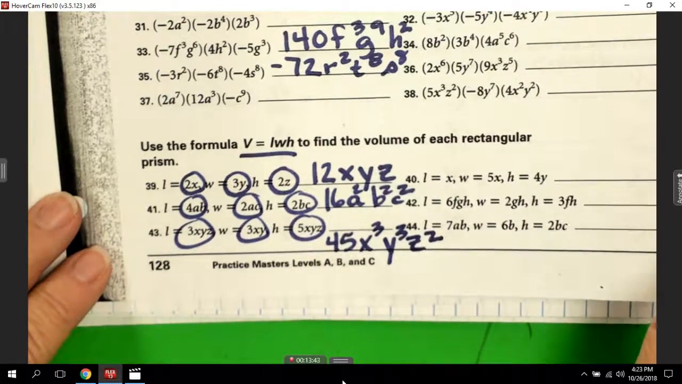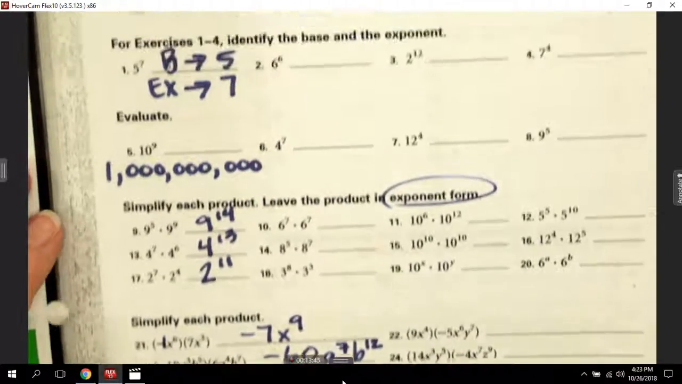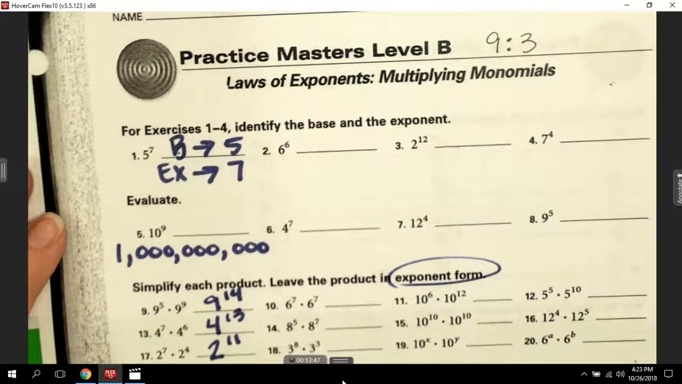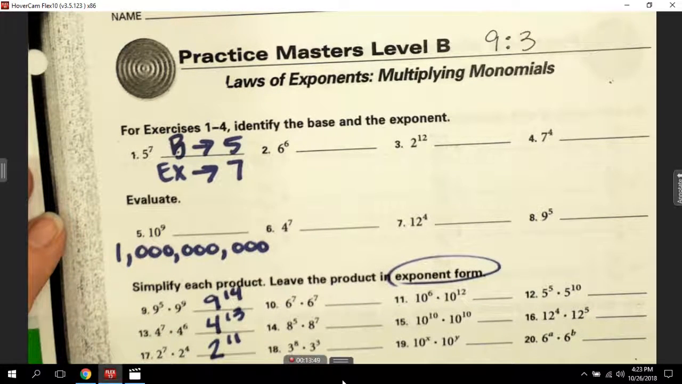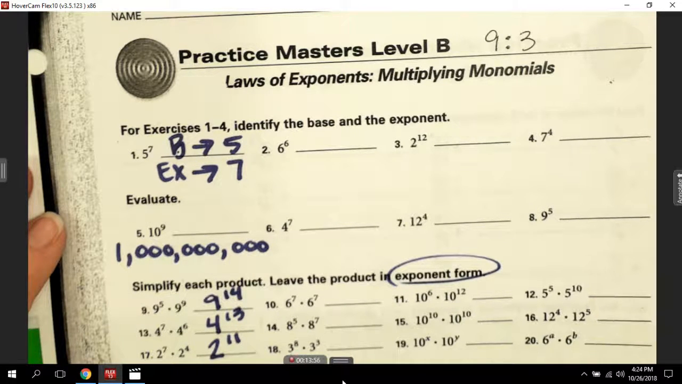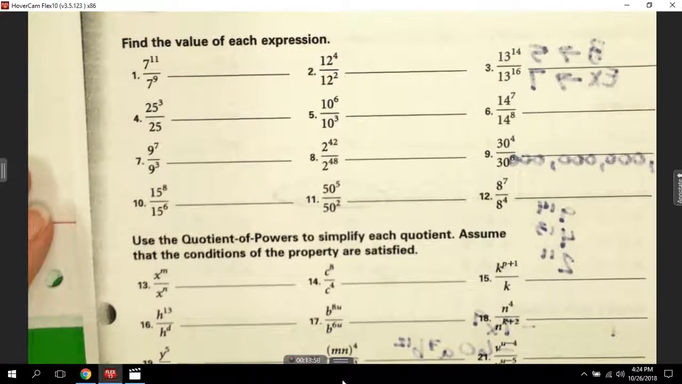Okay. On this worksheet, multiplication 9-3. Multiplication, you're going to do the last column in each section. The last column in each section. Now for the back side, we've got some extra practice on division. Again, we're going to subtract the exponents.